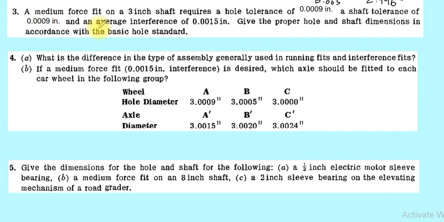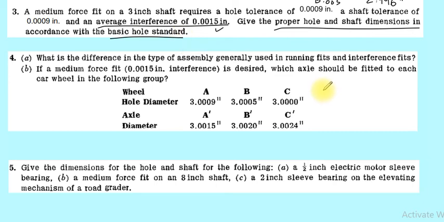And the important thing that is given here is the average interference between the hole and the shaft. So now you are not given any type of fit. Well, you know the type of fit, but you are also given the interference value. You are not given the allowance here, right? And you will need this information. So what is asked of you is to find the proper hole and shaft dimensions, choosing the basic hole standard.